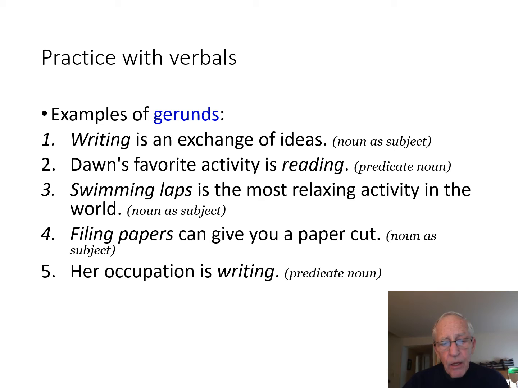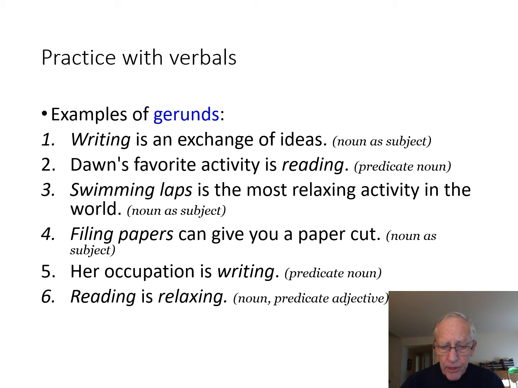Number 5, her occupation is writing. Writing is a gerund, and it's functioning as a noun, but more specifically, it's functioning as what is known as a predicate noun. Occupation is a subject, is a linking verb, writing is a predicate noun. Writing and occupation are the same thing. Writing simply renames occupation. To describe it, it renames it.